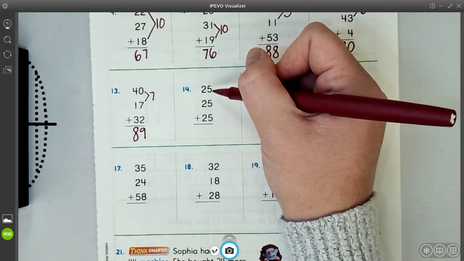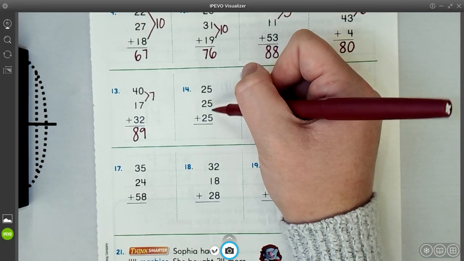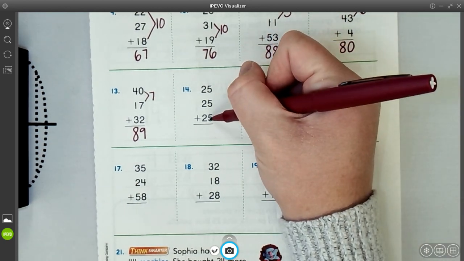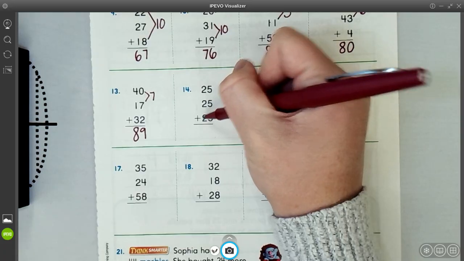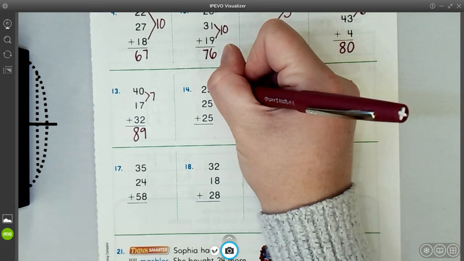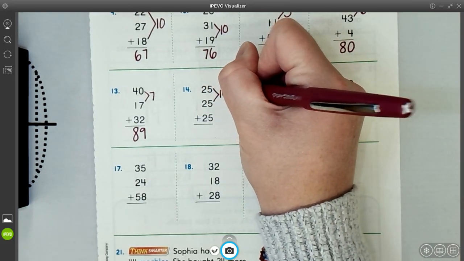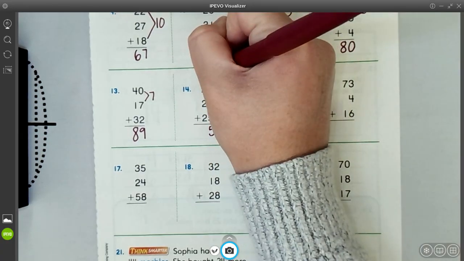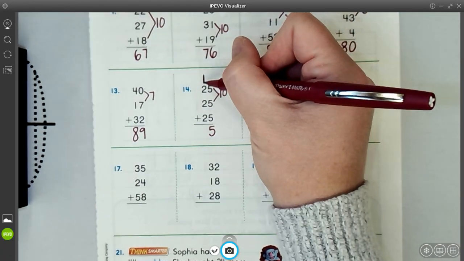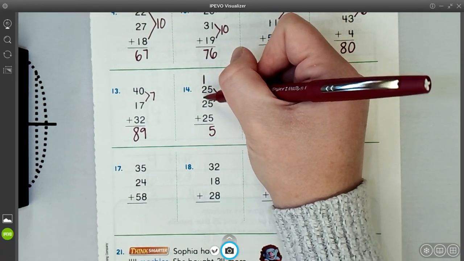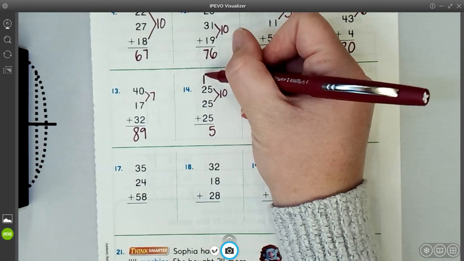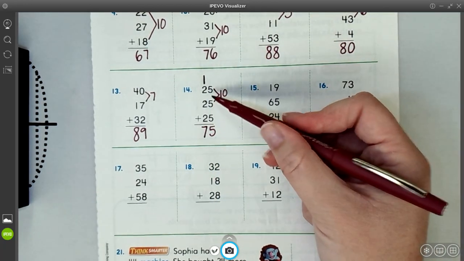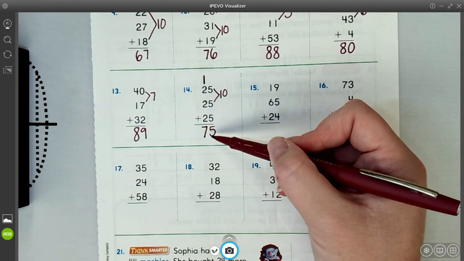Number 14. Whoa. 25 plus 25 plus 25. Oh my goodness, we have all the same numbers in the ones place and all the same numbers in the tens place. So 5 plus 5 equals 10, plus 5 more equals 15. I have 5 ones, 1 10 to regroup. Now, I know that 2 plus 2 plus 2 equals 6, plus our 1 that we regrouped equals 7. So 25 plus 25 plus 25 equals 75.